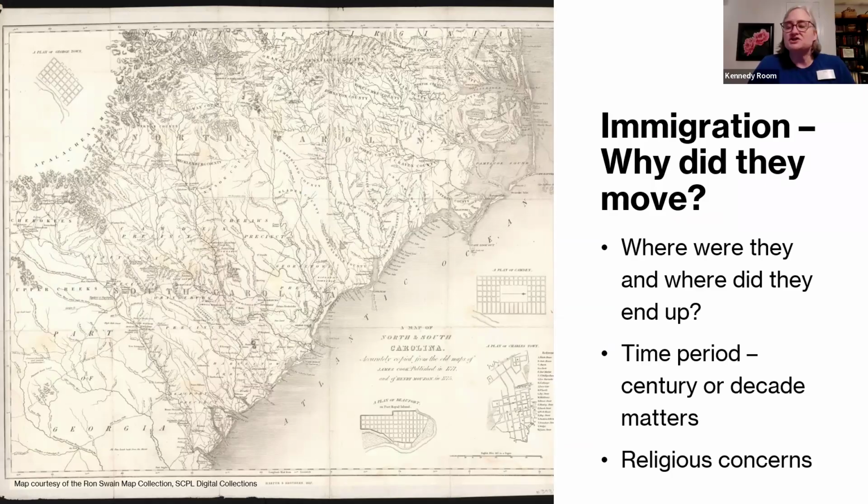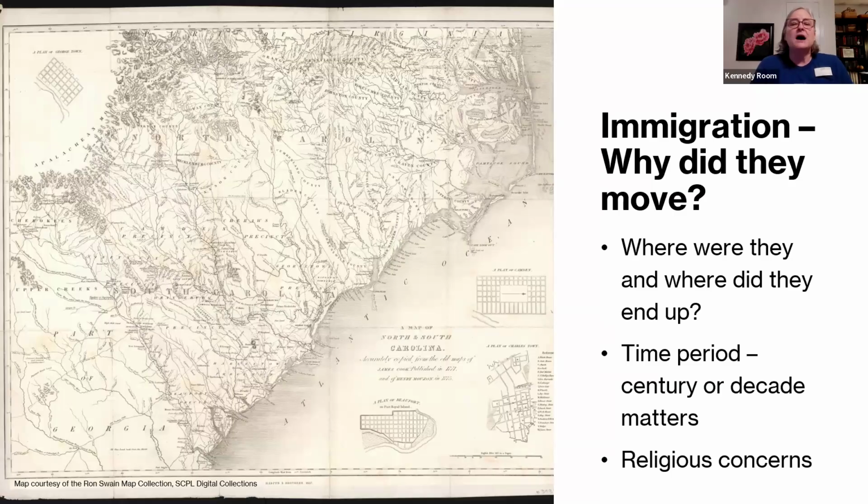Another big question that we get in the Kennedy Room is, well, why did they move? When they immigrated, why did they move? Well, where were they? Where did they start? And where did they end up? What was the time period? The century or decade matters. Irish immigration was happening before and after the Irish potato famine, but it's for a different reason. Somewhat, religious unrest and things like that.